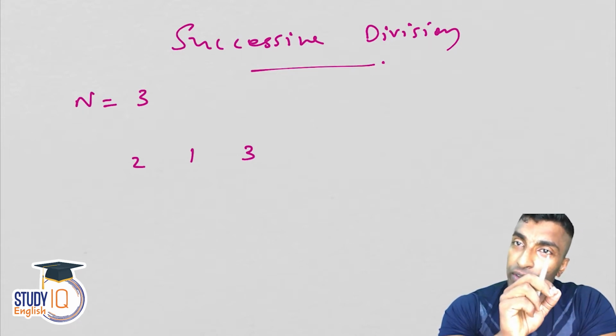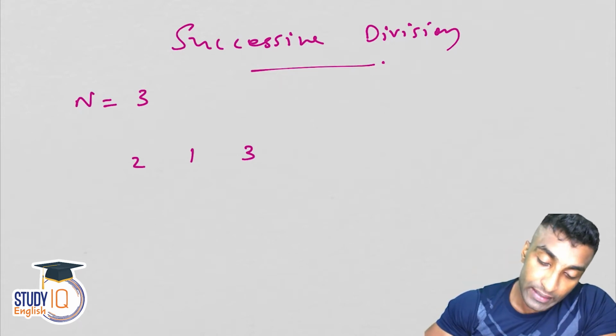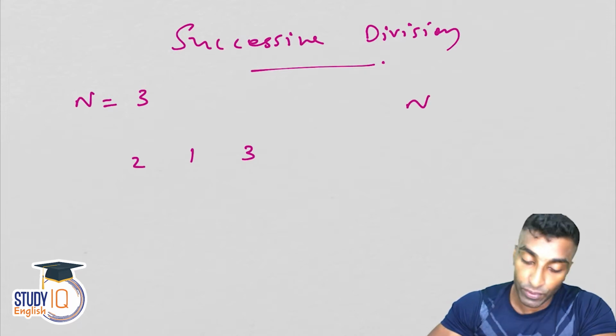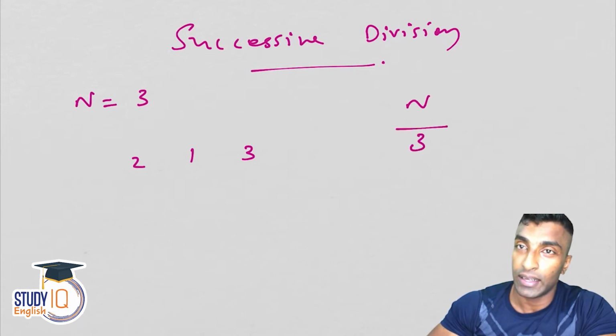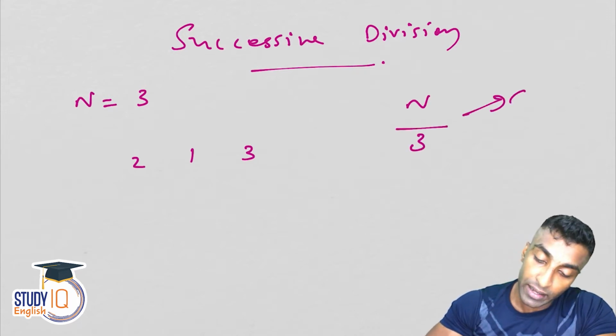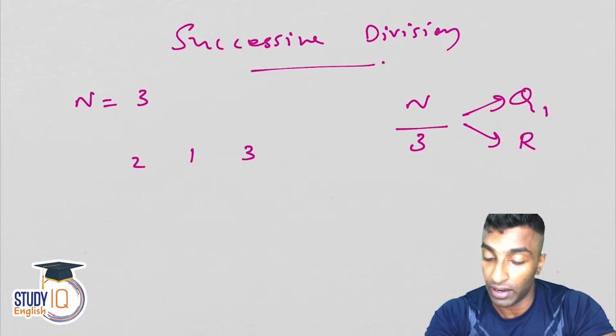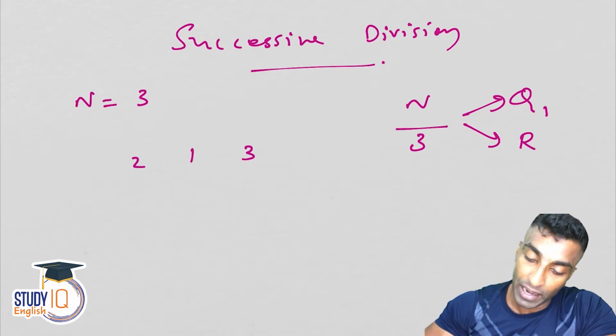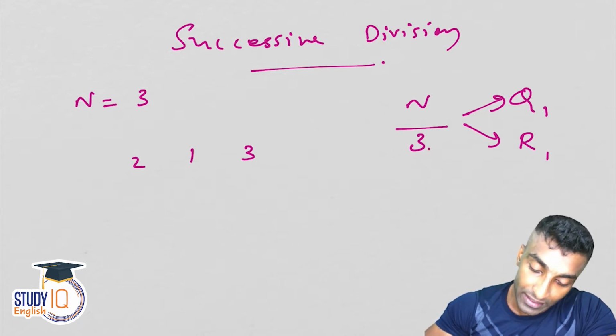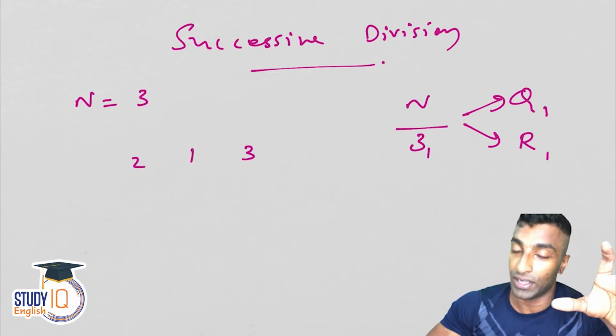So first you will divide with 3, okay. So it's just like this. I have a number which I will divide with 3. Okay. So I will be getting a quotient and I will be getting a remainder. Let me mark it as quotient 1. And I'll be getting a remainder. Let me mark it as remainder 1. And let me mark this 3 as divisor 1, the first division.